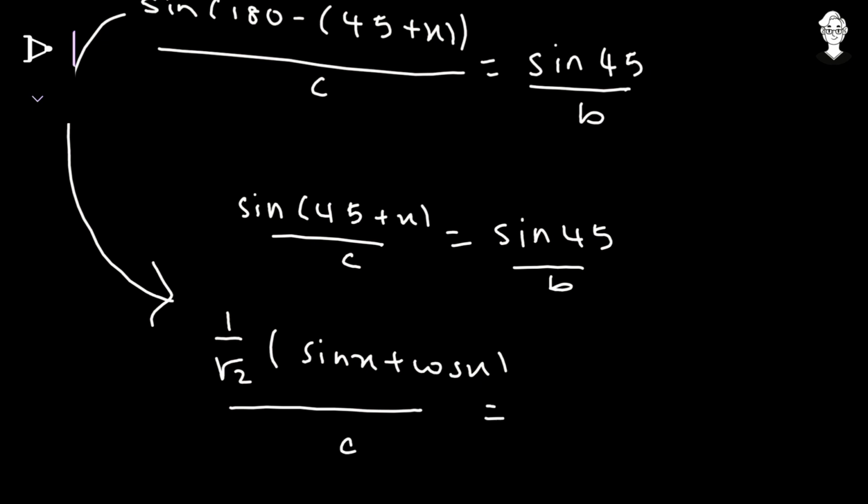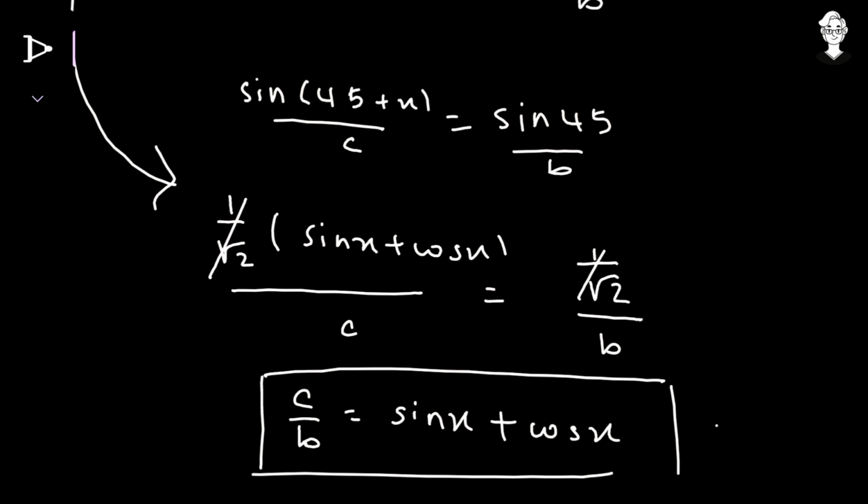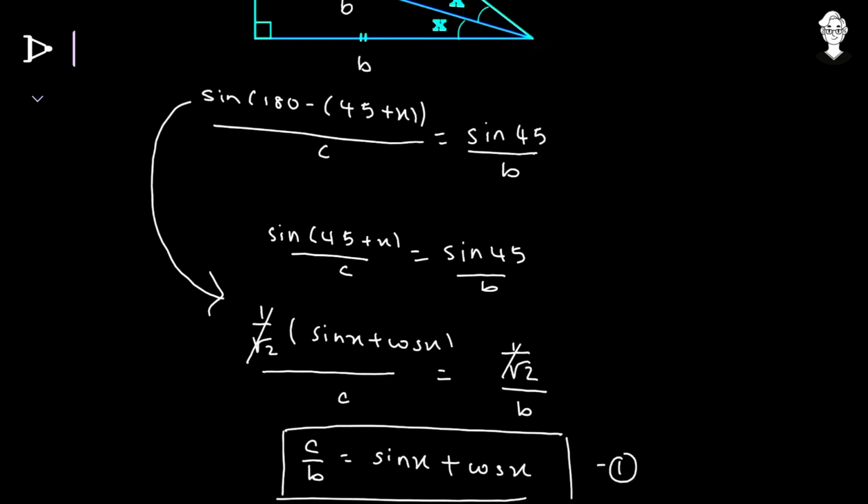and this is equal to sine of 45 upon b. Now sine of 45 has a value that is 1 upon square root of 2, and upon b. And now we can see that 1 upon square root of 2 and 1 upon square root of 2 got cancelled out. And now after the cross multiplication, we have c upon b is equal to sine x plus cos x. So sine x plus cos x is the value of c upon b. So this is the first important equation, that c upon b is sine x plus cos x. Now look back to the right angle triangle.